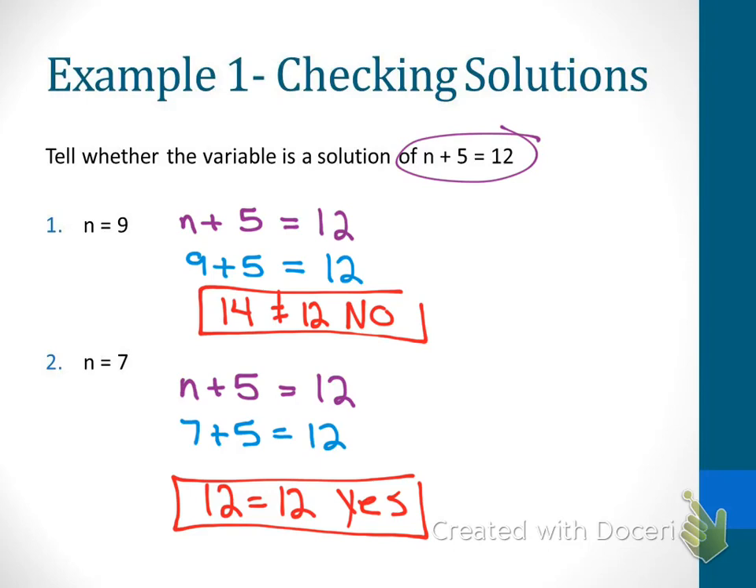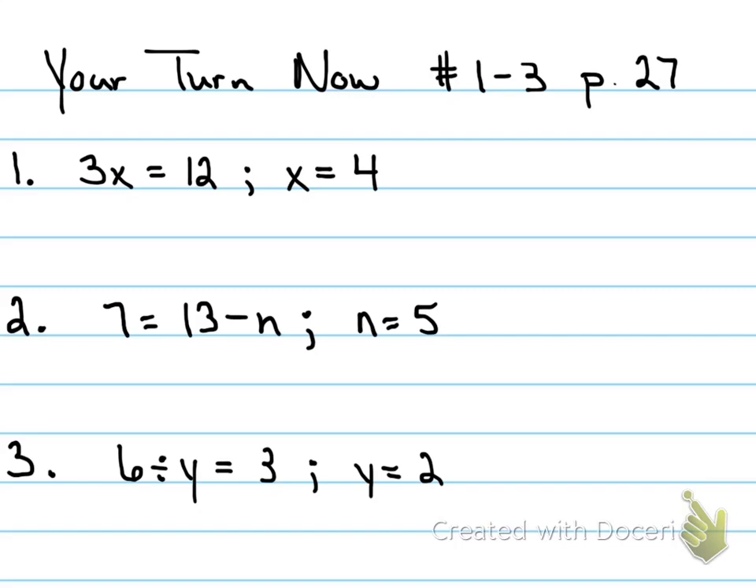All right, so now I want you to practice a few. I want you to do your turn now. Numbers 1 through 3 on the top of page 27. You're doing them exactly like I just did the first two examples. So you're checking to see if each one of these values is in fact a solution. I want to see original problem, substitution, and a boxed answer. There should be 3 steps.